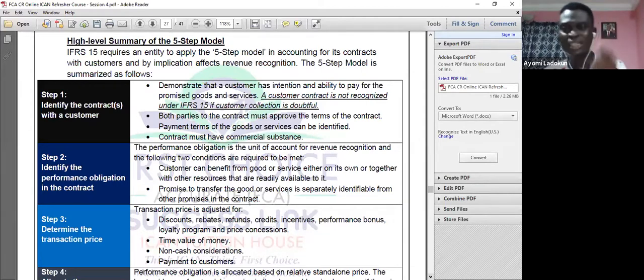Number one is identify the contract with customers. That's step one. What does that mean? I'm coming back there. Number two, identify the separate performance obligation within the contract. That's step two.